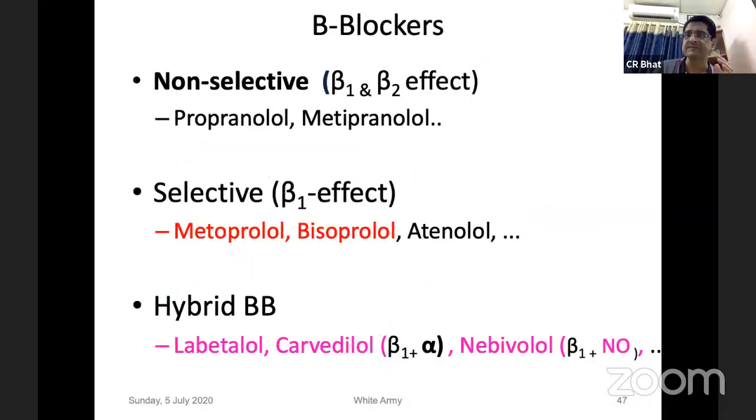Beta blockers are the next group of drugs which are commonly used. The hybrid beta blockers are now preferred to the selective or non-selective beta blockers. When we say hybrid beta blockers, they have both beta and alpha effect, like carvedilol or nebivolol. They have the beta 1 effect and a nitric oxide donor effect, so the peripheral vascular resistance is reduced there. And if you use the isolated beta 1 effect, there are metoprolol and bisoprolol, the common drugs.